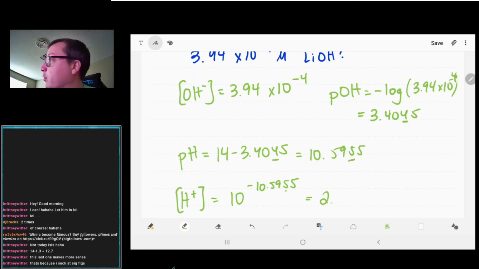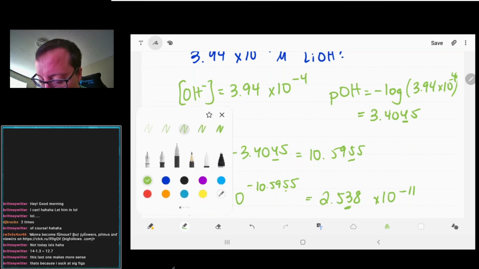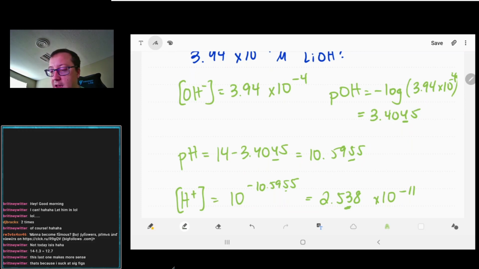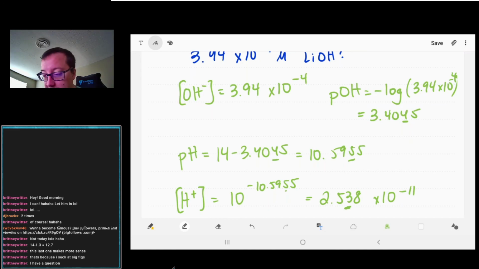Doing this, you get 2.538. Looks like we need 3 sig figs, times 10 to the negative 11. And so we want to make sure that this stuff makes sense. We have an OH concentration that's around 10 to the negative 4. We have an H plus concentration that's around 10 to the negative 11. Those are pretty reasonable. If we had negative 4 and negative 6 or something as our exponents, chances are we did a problem wrong, because we know that these two multiplied together should be roughly 10 to the negative 14. We can double check that if we wanted.